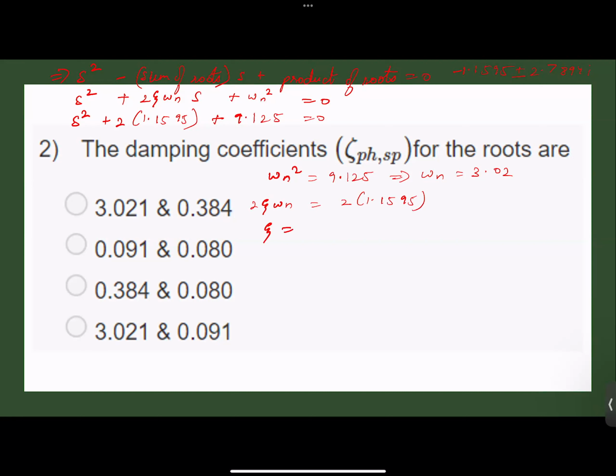So how do you find out eta? We have 1.1595 divided by omega n, which is 3.02. How much do you get this as? This is the short period, right? Now we will do the long period after this. So what is the value of eta for the short period, the damping coefficient? Just divide it and tell me. Getting 0.3838. Right? Okay, now let's do it for the long period.